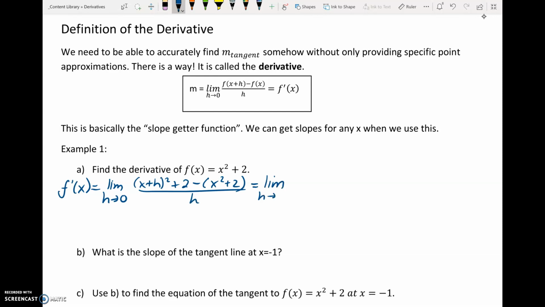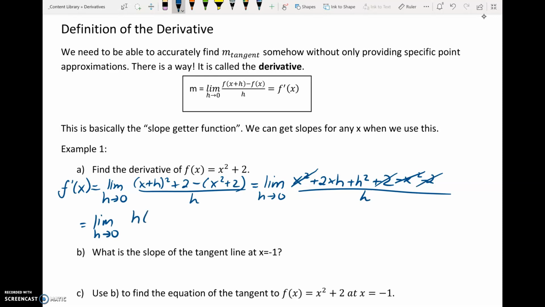In our next step, we want to simplify our numerator. So I'm going to square this as x plus h times x plus h. And then I want to distribute that negative to those two terms. Then we want to collect like terms in our numerator, and we could also factor out an h when we do that. So that's x squared minus x squared, 2 minus 2. And then with those two terms, I'm going to factor out an h. And then you can see we can cross out the h from top and bottom.